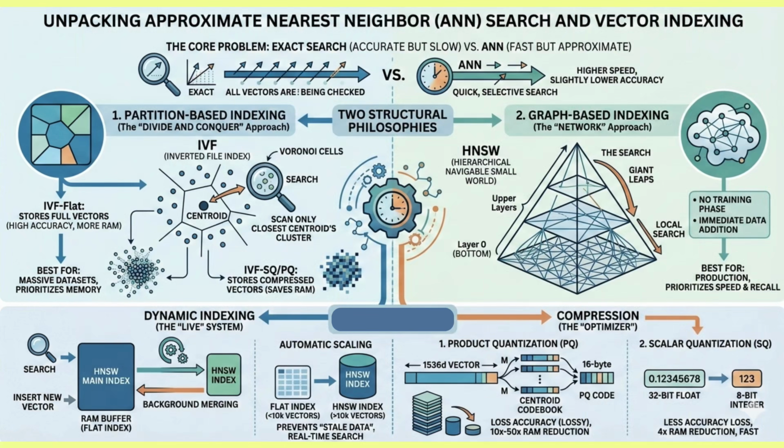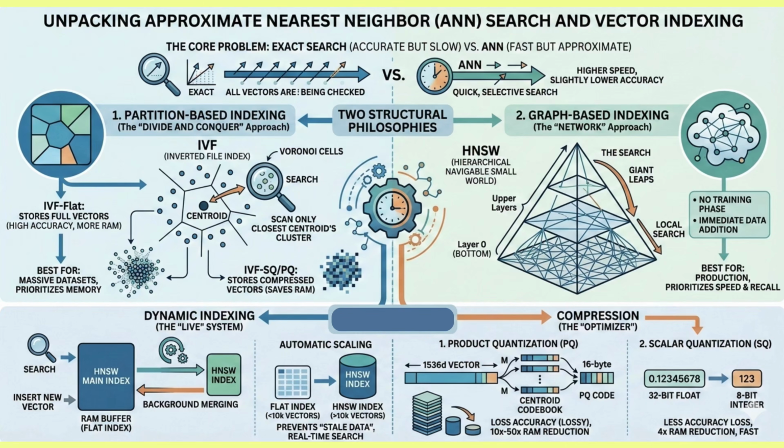So moving on, vector indexing primarily focuses on approximate nearest neighbor search rather than exact nearest neighbor search. An exact search guarantees finding the absolute closest vector, but it's slow. ANN sacrifices perfect accuracy for significant speed improvements, which is often an acceptable trade-off for many applications.